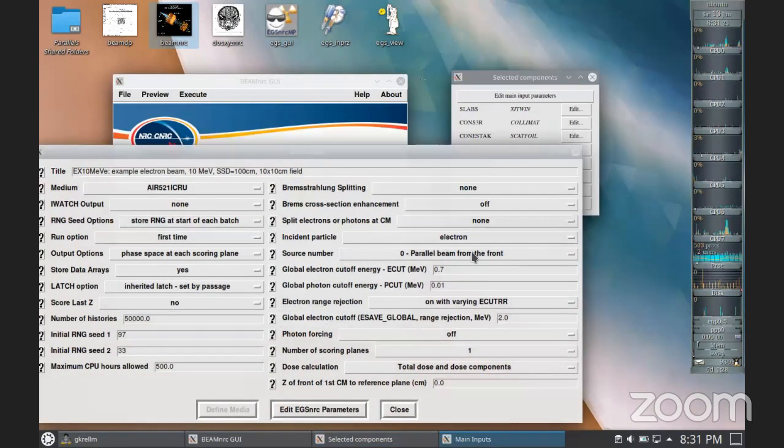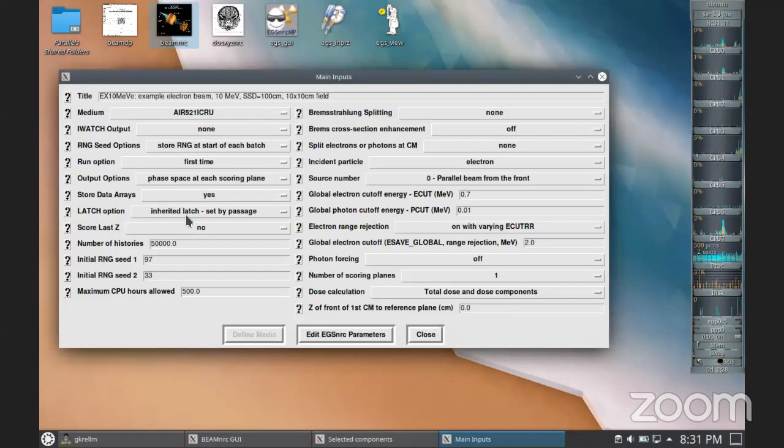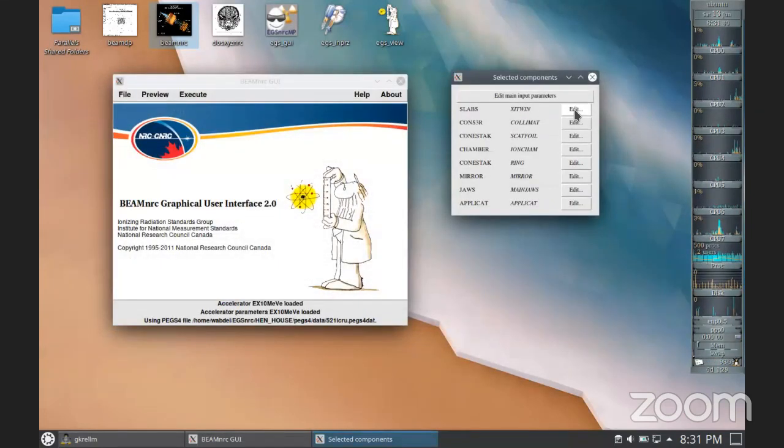2, 3, 4, 5, 6, 7, 8. So probably the scoring plane is after component module 8, okay? They have inheritance by latch, so they have set a passage there, 50,000, that's fine, okay? And then you can go and, if you want, see each individual one.